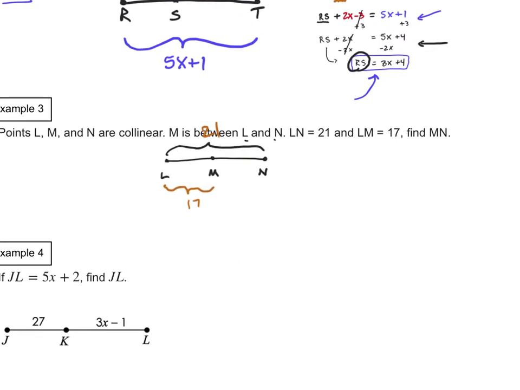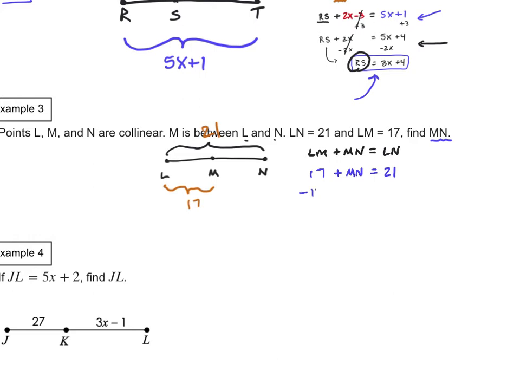So I know that Lm plus Mn is equal to Ln. That's my definition, my segment addition postulate. So now I can do some substitution. I know that Lm is 17. I know that Mn is still currently unknown because I'm trying to find it. And I know that Ln is going to be 21. And look, I just did some substitution, and now I have a simple equation that I can solve.